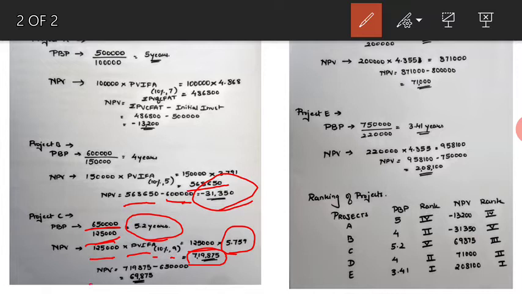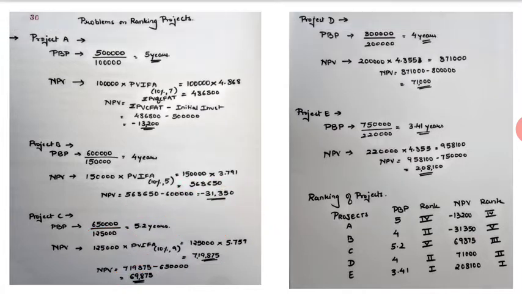Use it in the formula. NPV is equal to 7,19,875 minus 6,50,000, which gives you 69,875. So the NPV of this project C is 69,875. Moving ahead to project D, the payback period: initial investment is 8 lakh and annual cash flows are 2 lakh. So what would be the payback period? It is 8 lakh divided by 2 lakh, which is 4 years.